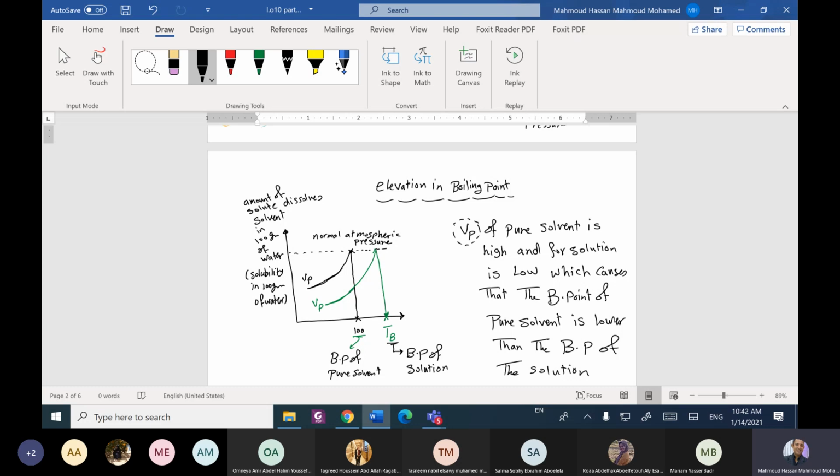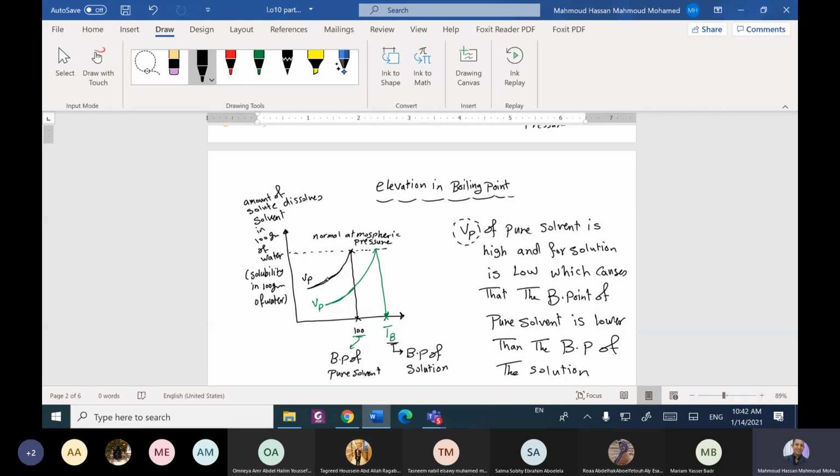Okay. We bring the substance and we compare if we dissolve the salt in 100 gram of water against the temperature. Firstly, we will find this dotted line represents the normal atmospheric pressure. We will find the pure solvent boils at 100 degrees, and the salty solution boils at TB. What is meant by the delta TB? It is the elevation in the boiling point.